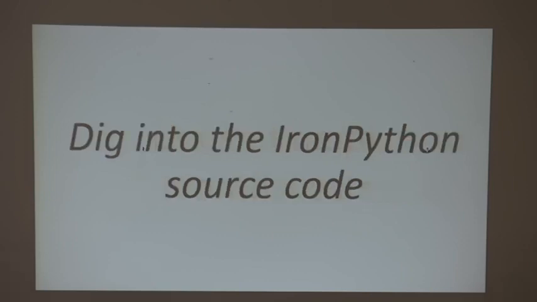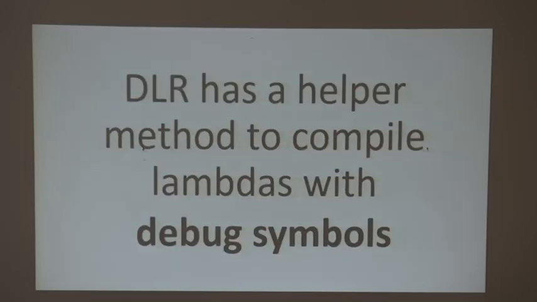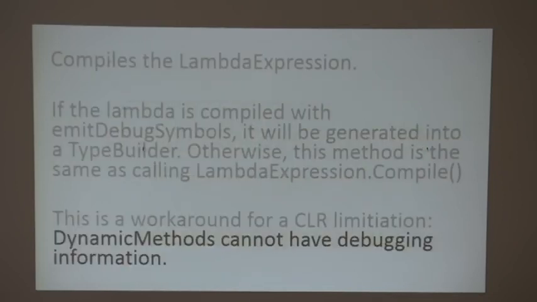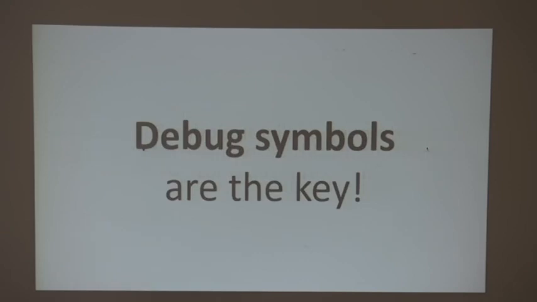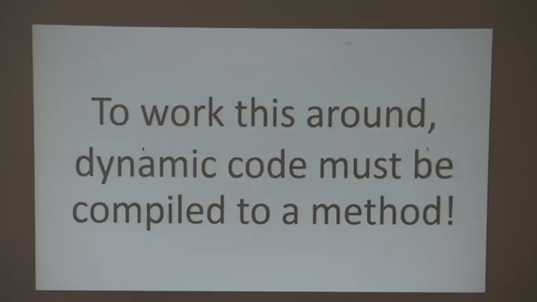You dig more into the IronPython source code. And the DLR has a helper method to compile lambdas with debug symbols. Aha. So it says there: dynamic methods cannot have debugging information. Ow. And you're compiling dynamically. So obviously, debug symbols are the key, but you need to work around this limitation. So you need to compile the dynamic code to a method, not a dynamic method which only exists in memory.